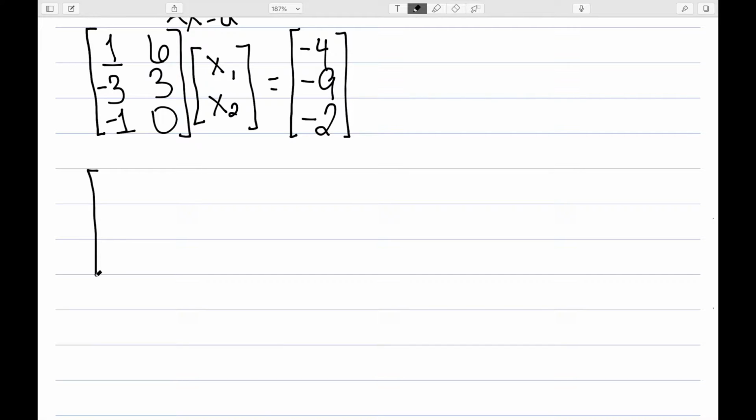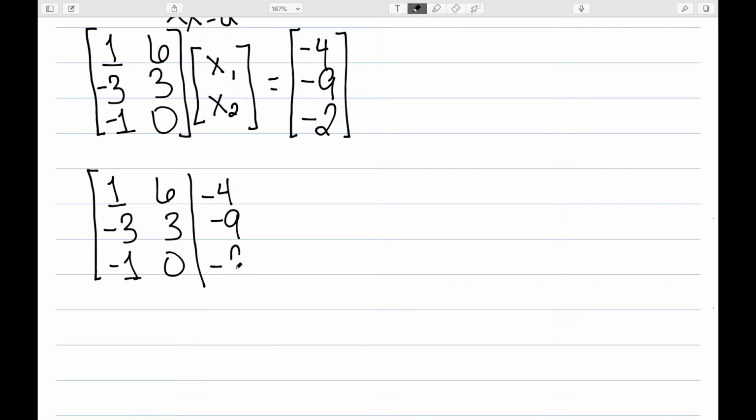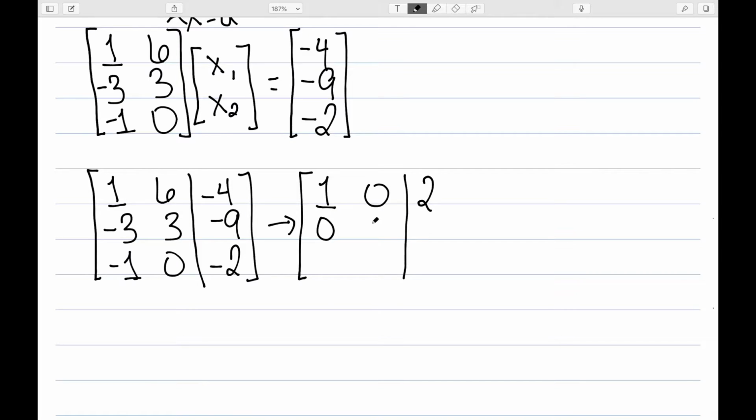I need my matrix A on the left, and then on the right, I have this vector u, the negative 4, negative 9, negative 2. And we want to row reduce this. And when we do, we get 1, 0, 2, 0, 1, negative 1, and 0, 0, 0. So that gives us our solution.